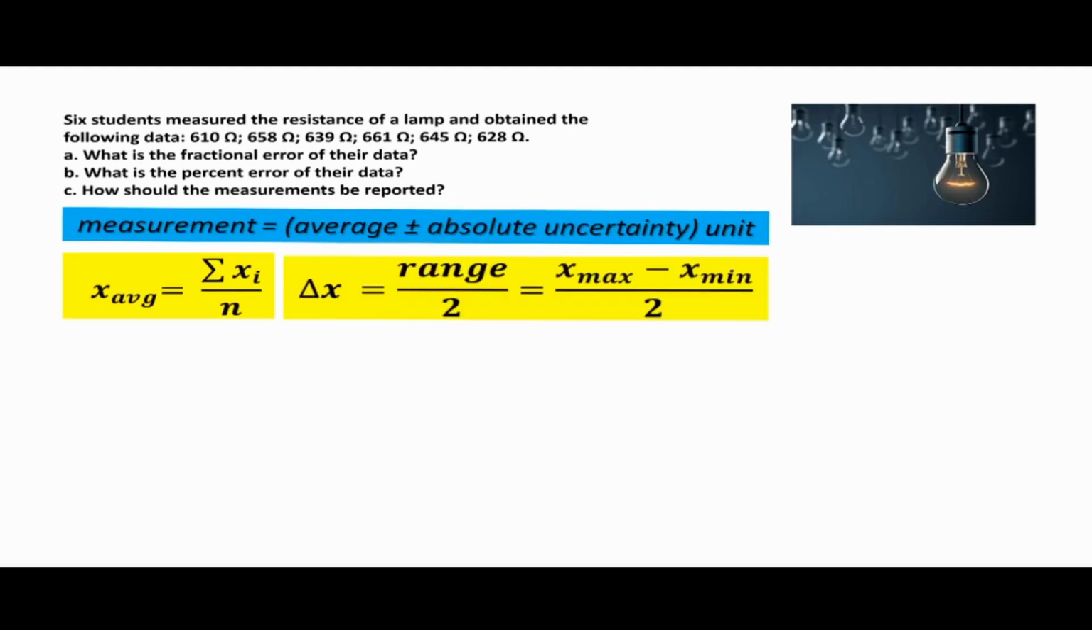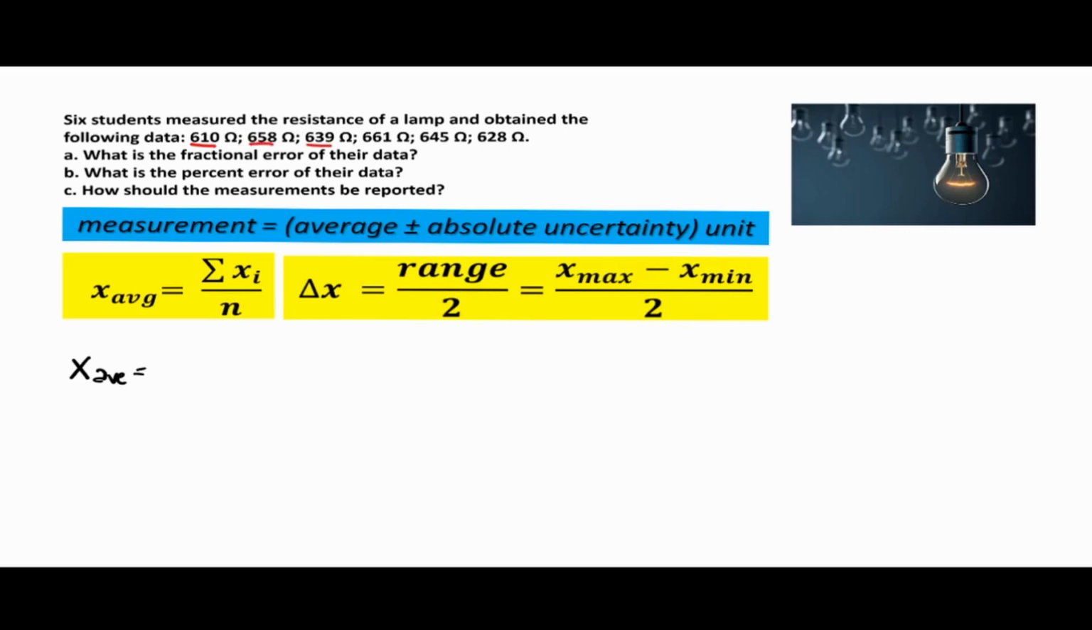For our absolute uncertainty, or our delta x, we can solve that using this equation. Delta x is equal to range divided by 2. Our range refers to the difference of our maximum or largest measured value minus the smallest measured value, or our x minimum, then divide it by 2. So it is important that we solve first for the average of our data and our absolute uncertainty before we can answer questions A and B.